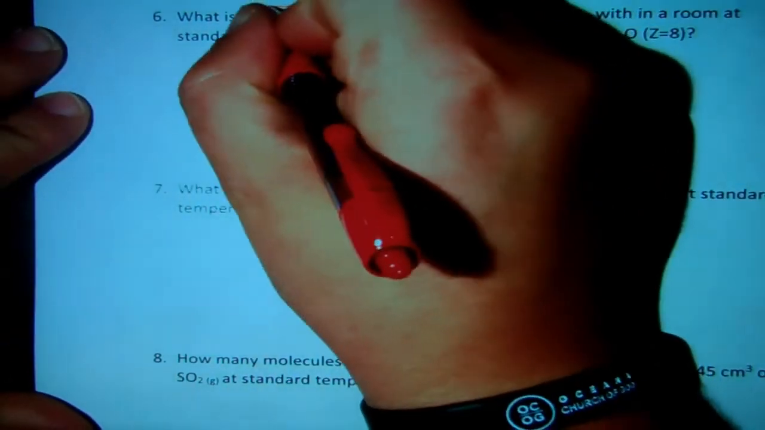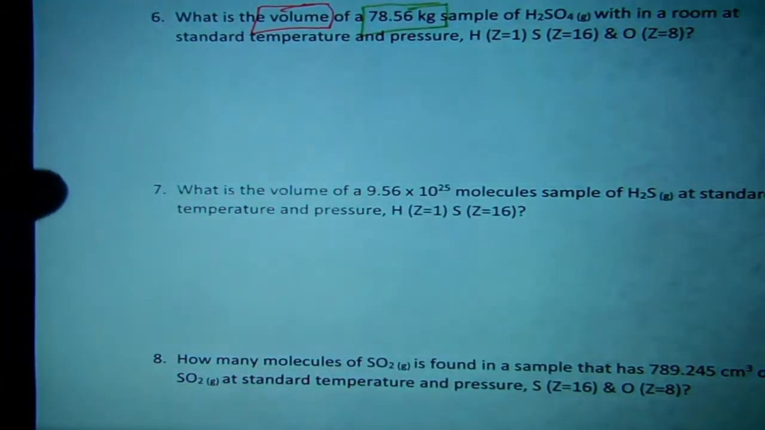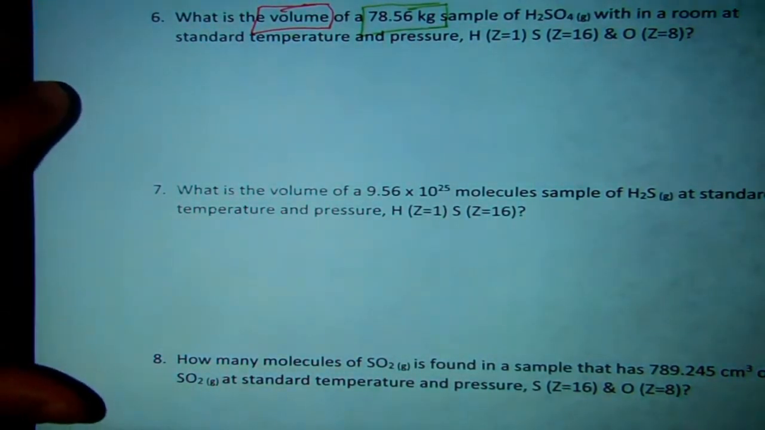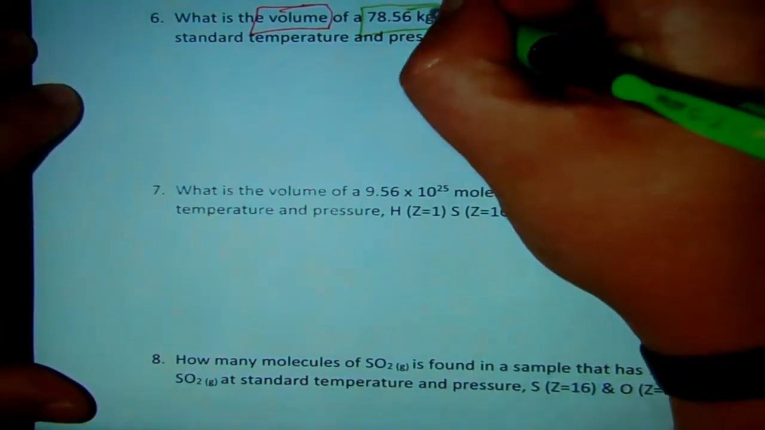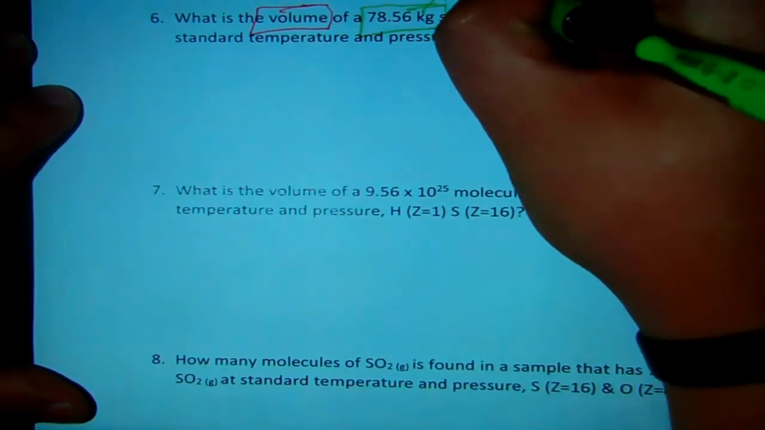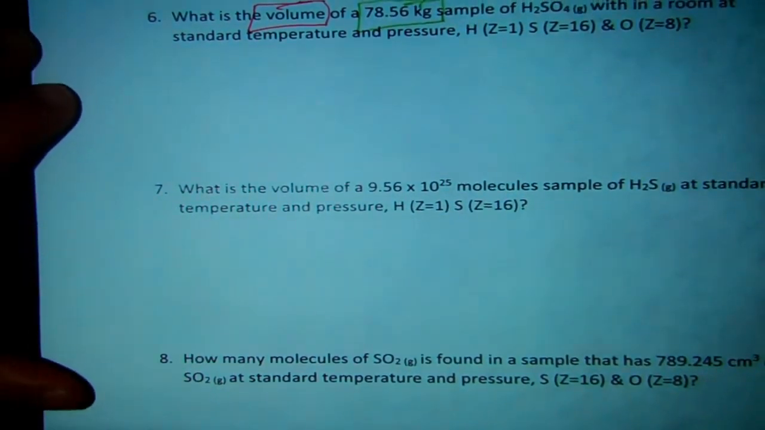Volume. We haven't done one of these yet. Not in this video, but we're going to do it now. Good practice. In this, please notice something. Kilograms have to go to grams. So I'm going to convert that when I first start out.